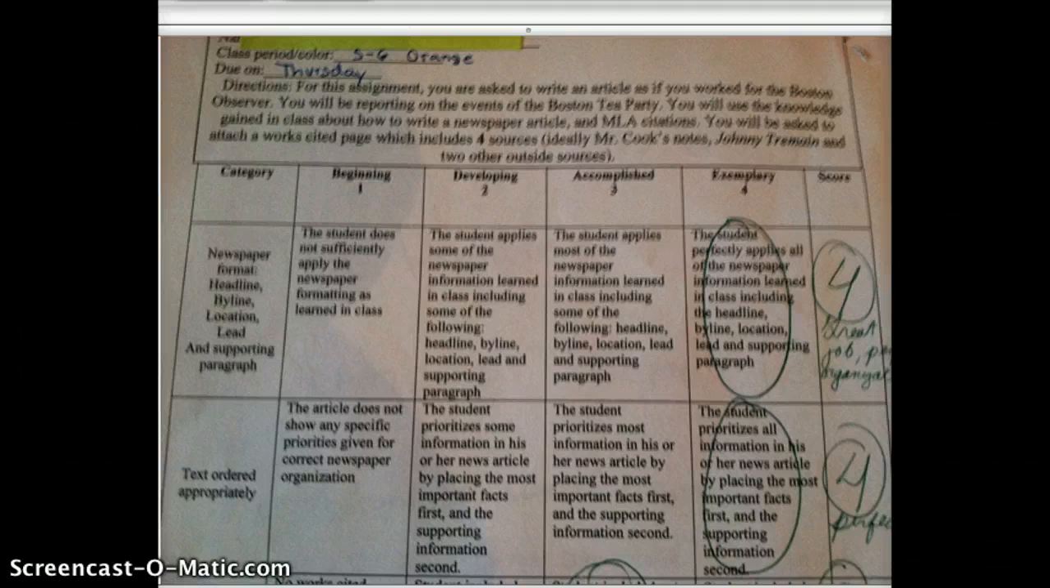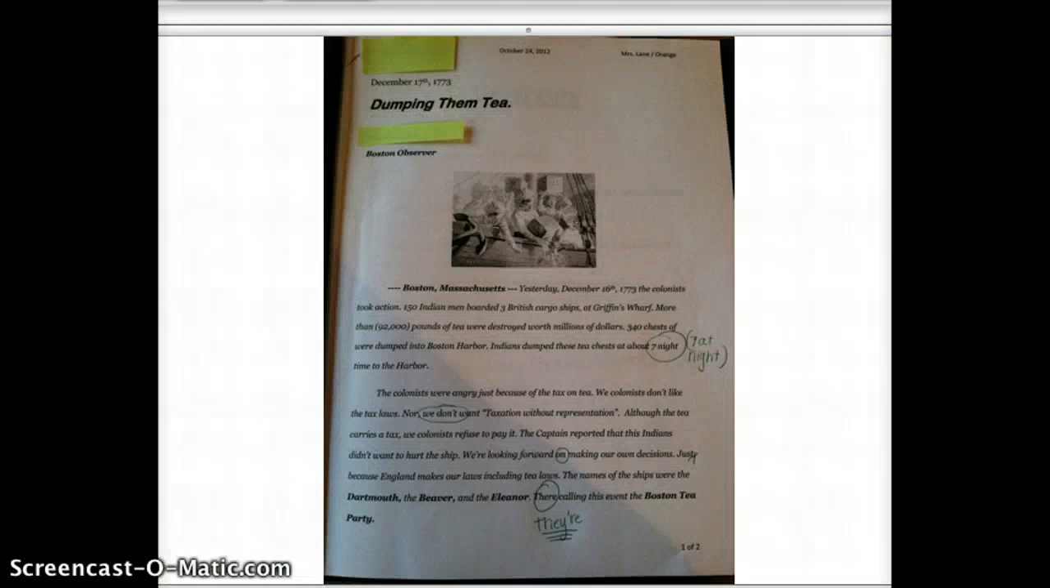Great job. Perfect organization. The next category on the rubric asks if the text is ordered correctly, and if we read through, you can see that the first paragraph, which is the lead paragraph, talks about the who, what, when, where, why, and how, and the rest is made up of supporting details, which are not as important, so they come last. So that student did this correctly.